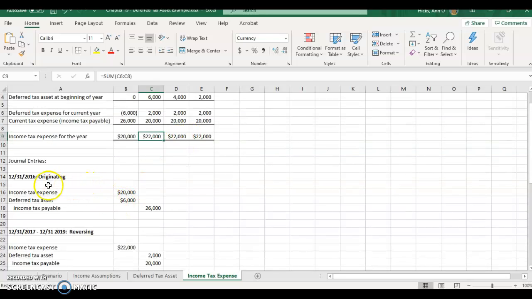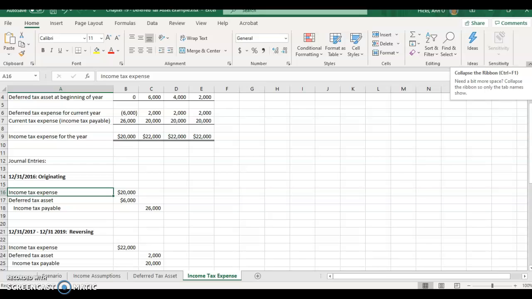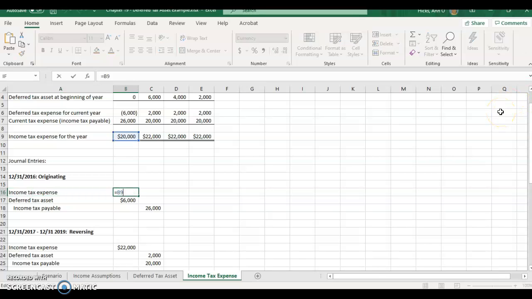And from this data, we can prepare our journal entries. The originating year, we will have income tax expense of $20,000. We'll have a deferred tax asset of $6,000. This represents what we won't have to pay in the future. And then our liability, what we have to pay this year, is the $26,000.